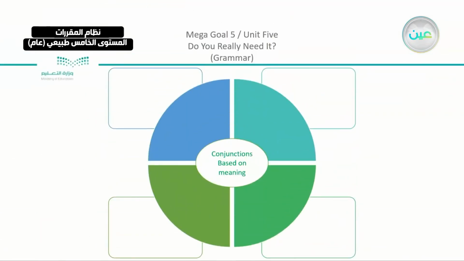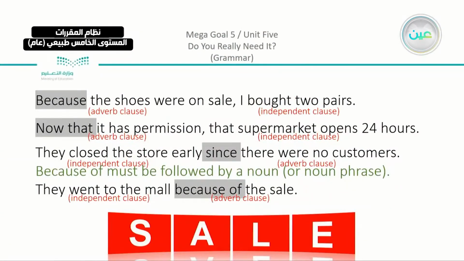Now, the first thing, we have our graph. It is ready. In the middle, we have conjunctions based on meaning, and we're going to divide them. Actually, they are the same, but I'm going to show what the purpose is. So for example: because the shoes were on sale, I bought two pairs. Why did you buy two pairs? Because there is a sale. Now that it has permission, that supermarket opens 24 hours. It's unusual to have a small supermarket that opens 24 hours. Why? Because it has permission.